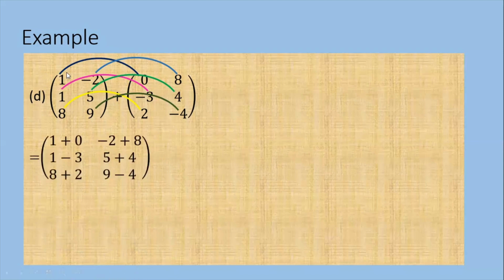So that will be 1 plus 0, minus 2 plus 8, 1 minus 3, 5 plus 4, 8 plus 2, 9 plus minus 4, which is 9 minus 4. That will give you as answer 1, 6, minus 2, 9, 10, 5. Right? It's easy.